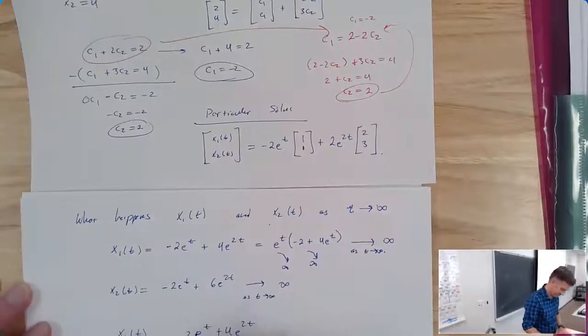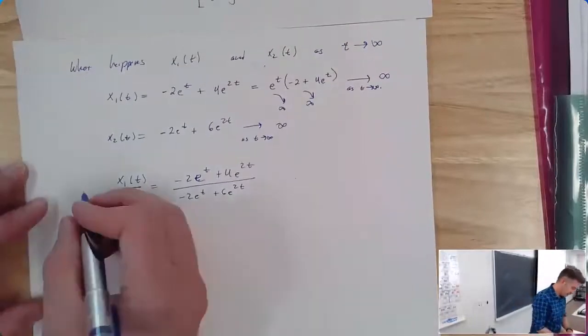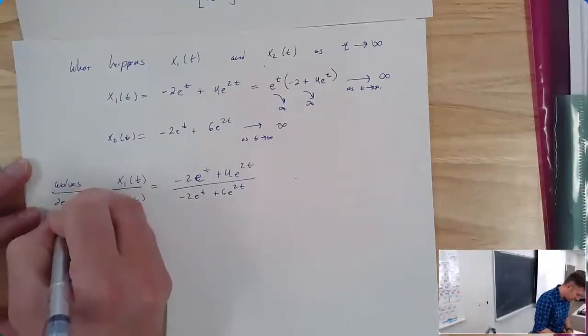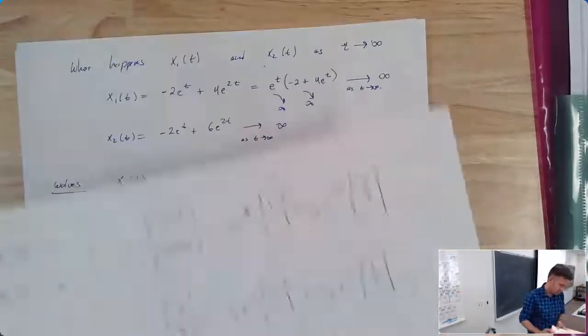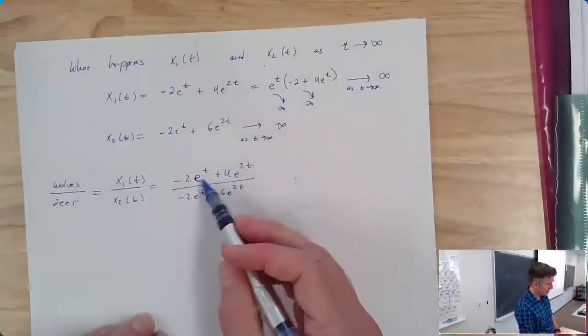I'm like, oh yeah. Okay, so as time goes on, oops, you can't see that. Again, this is the population of wolves compared to the population of deer. Well, which thing's going to matter more? The e to the 2t or the e to the t?